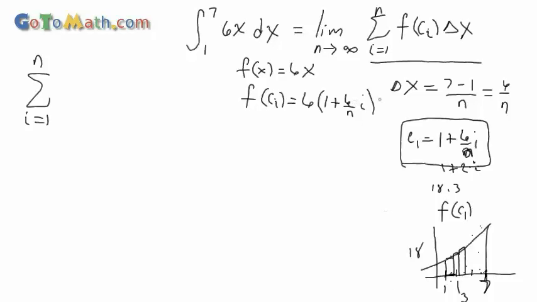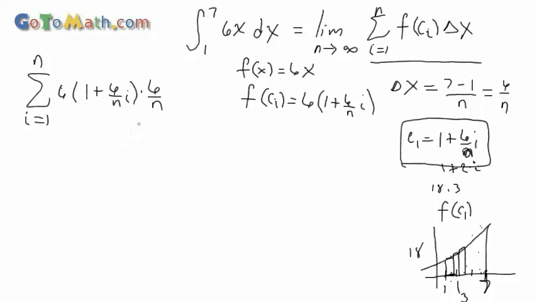So I'm going to try to write a little neater. There's our f(c_i), and then we have our delta x, which is 6 over n. Now we're going to come over here and just plug everything directly in. Our f(c_i) is 6 times (1 plus 6 over n times i), and then our delta x, which is 6 over n.